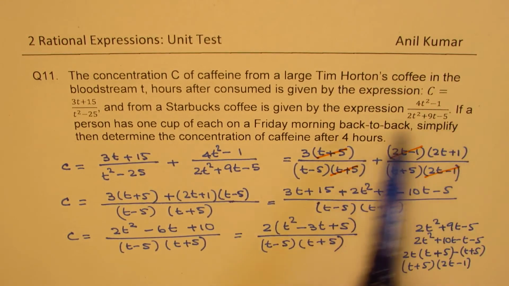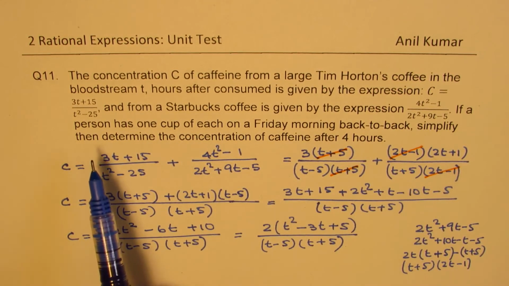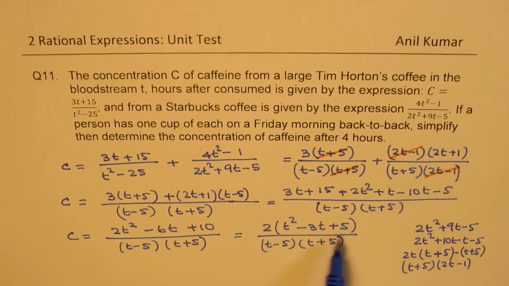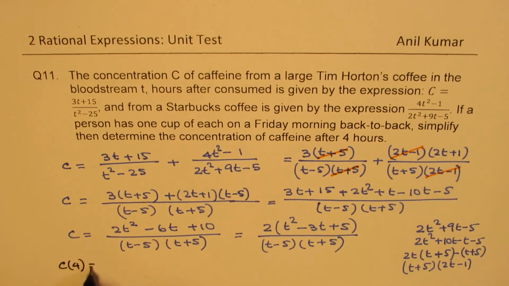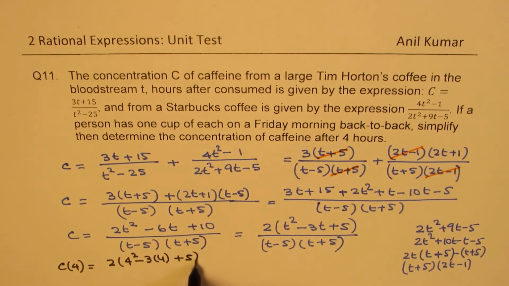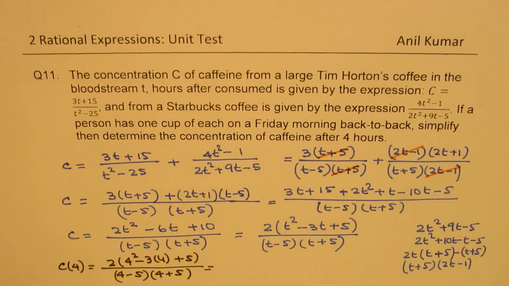Now it says, if the person has a cup of tea on Friday morning, simplify, then determine the concentration of caffeine after 4 hours. That means when t is 4. So let's plug in 4 and find the solution. So caffeine after 4 hours will be, substitute 4 here. So we get 2 times 4 square minus 3 times 4 plus 5 over 4 minus 5 times 4 plus 5, correct?